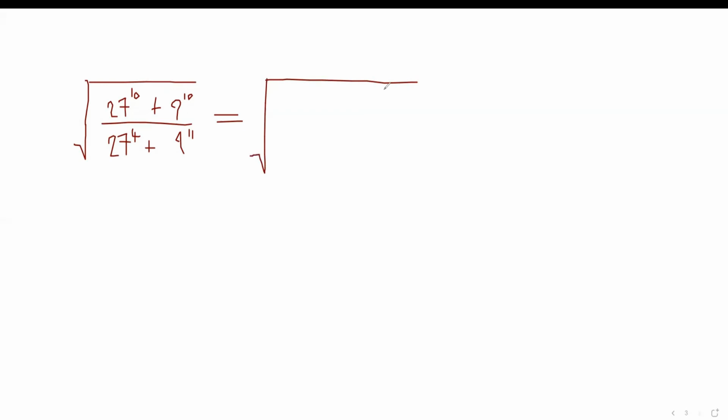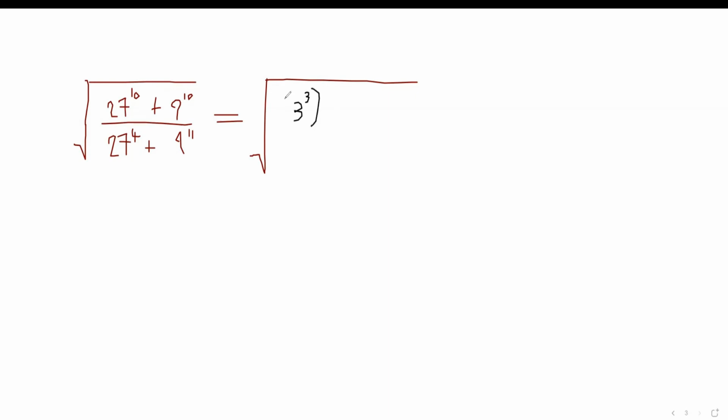We need to change the 27 to the 10. 9 times 3? Because 27, you change it like the factor. But for the bottom one, we don't say 9 times 3. We're using laws of indices and rewriting 27 as 3 cubed.